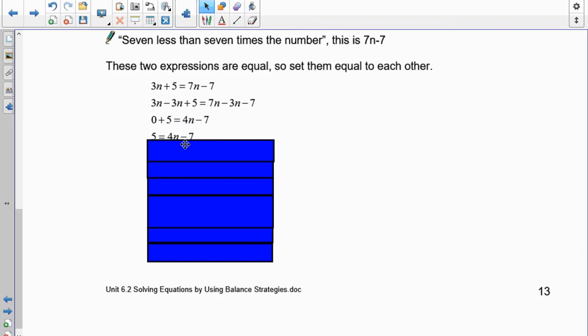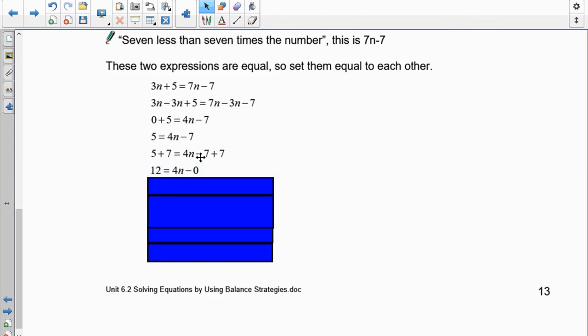Now, I need to get rid of the added or subtracted component first. So this negative 7 has to have a positive 7 put with it. But if I put a positive 7 on the right-hand side, I've got to put a positive 7 on the left. 5 plus 7 is 12. 7 take away 7 is 0. So cleaning that up, I now have 12 is equal to 4n.